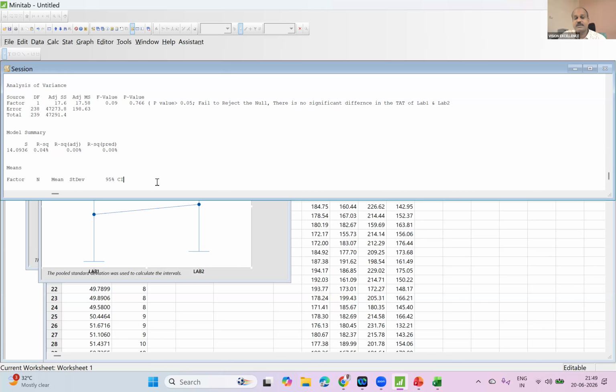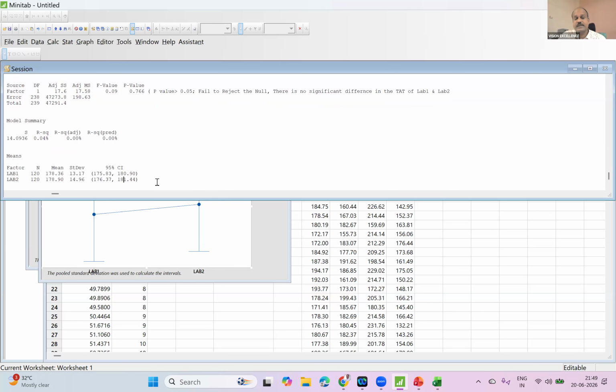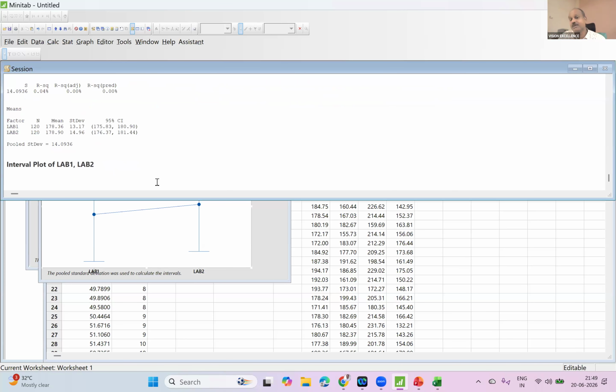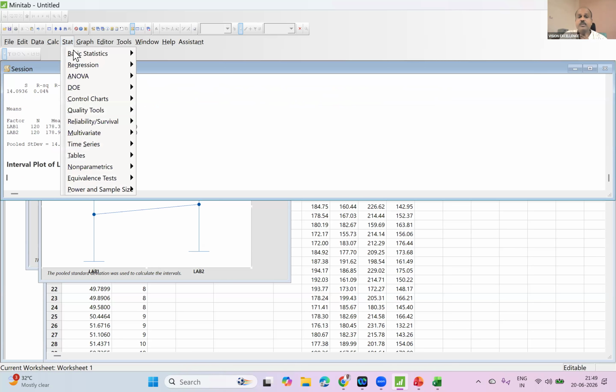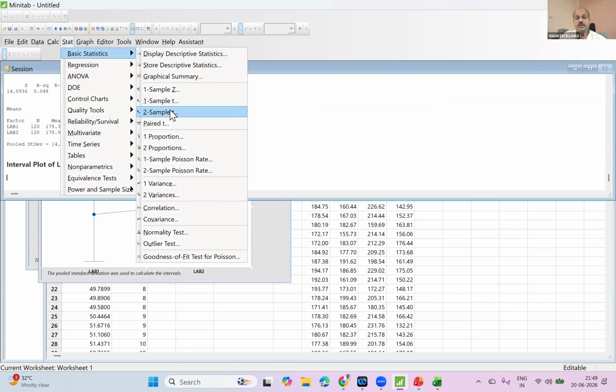But the problem with the 2 sample t-test is, even if you use Minitab software, you will not get the interval plot. But everything else, you will get. Let us see. Let's compare lab 1 and 2 with the 2 sample t-test. Stat. Go to basic stat. Come to 2 sample t.